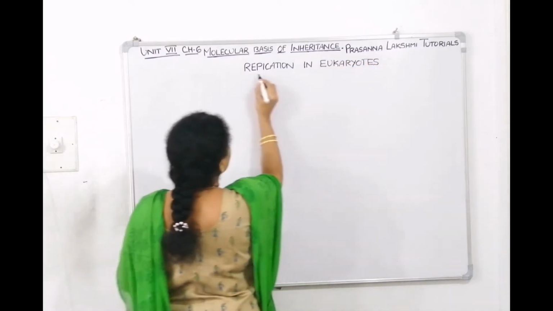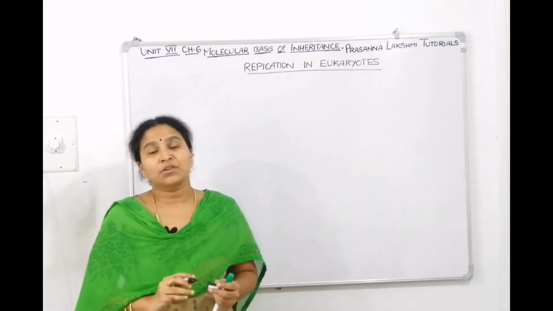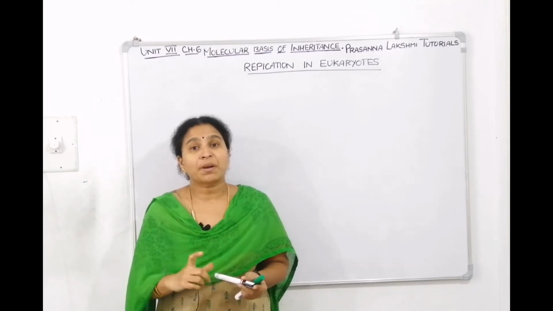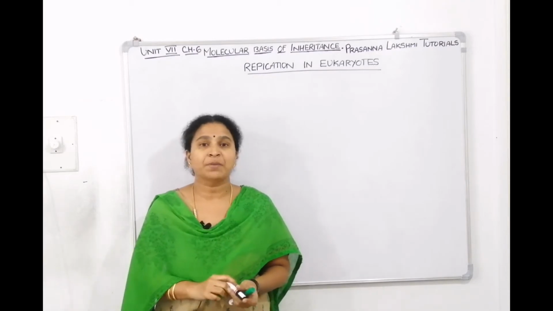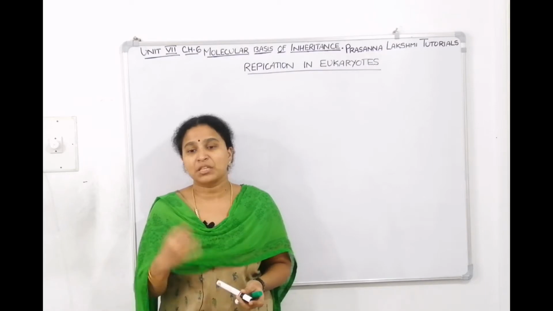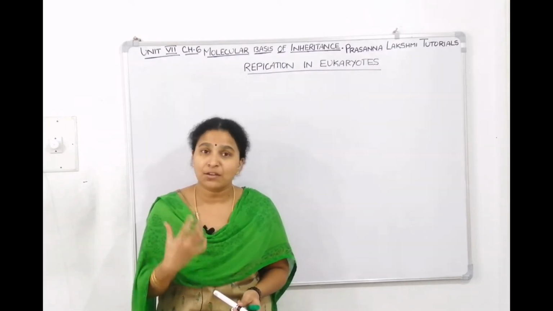Right? So, there are so many differences between prokaryotic DNA and eukaryotic DNA. In prokaryotes, because the nucleus is not there, replication will happen in the cytoplasm only. And in prokaryotes, there is no cell cycle, whereas in eukaryotes, that is protista, fungi, plantae, animalia, all of these are eukaryotes.